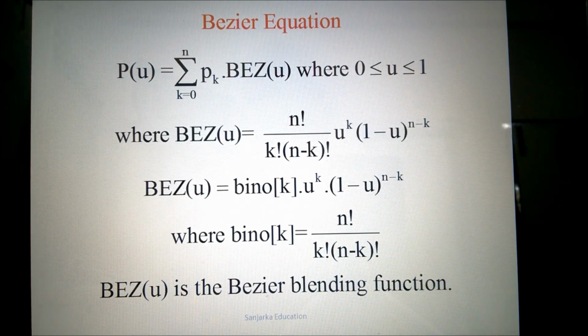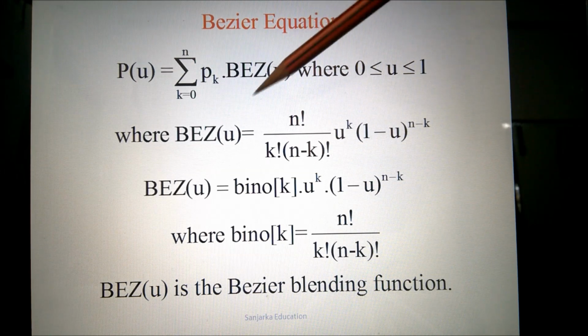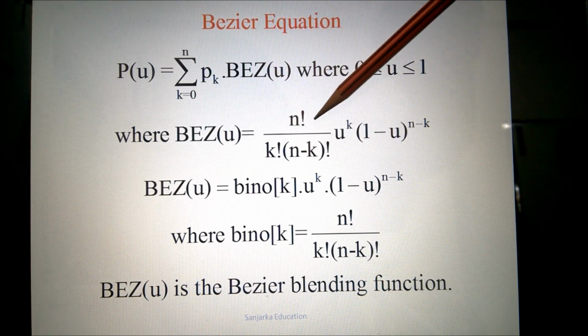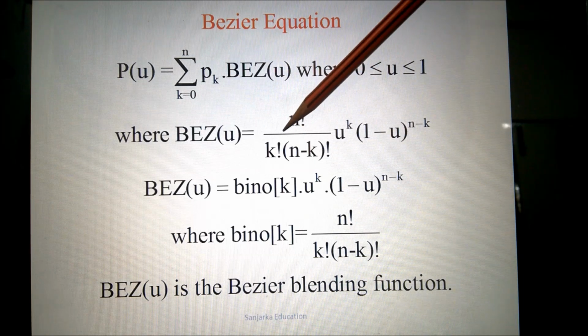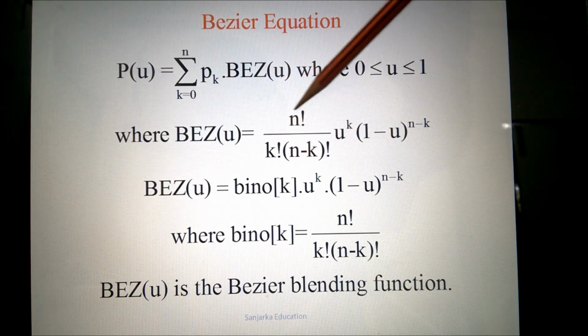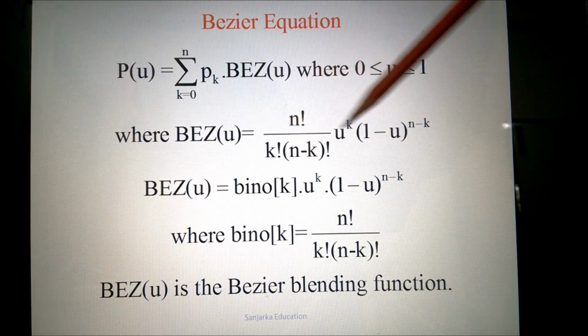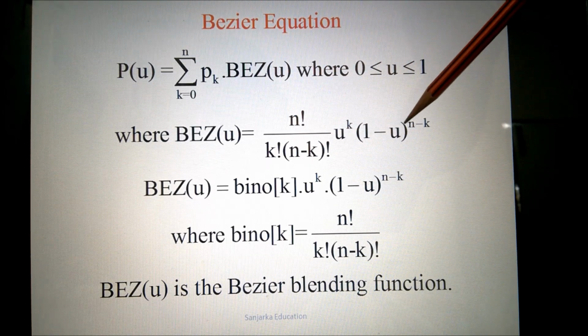First, you come to the Bezier equation. This is P(u), the point on the curve, and that point on the curve will be determined by these equations. That equation you can divide into two parts. One is the Bezier blending functions, the other is the control points coordinates. The Bezier blending functions can again be divided into two parts. One involves only the binomial coefficients, the other involves u.